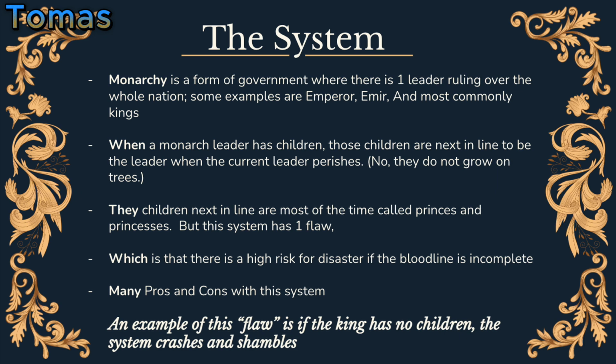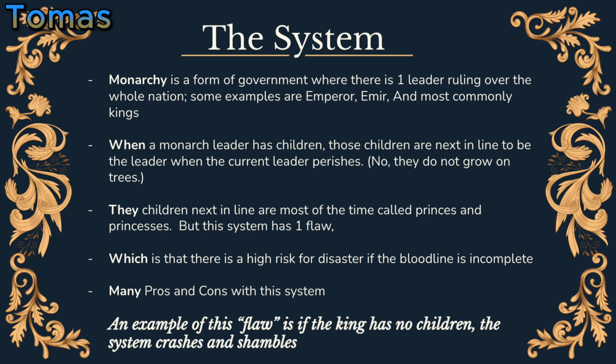Well, how do monarchs appear? Do they just grow on trees? Of course not, that's silly. When the king has a child, that child will be the next leader when the last leader perishes. These children waiting in line are called princes, princess or princesses, depending on the gender.